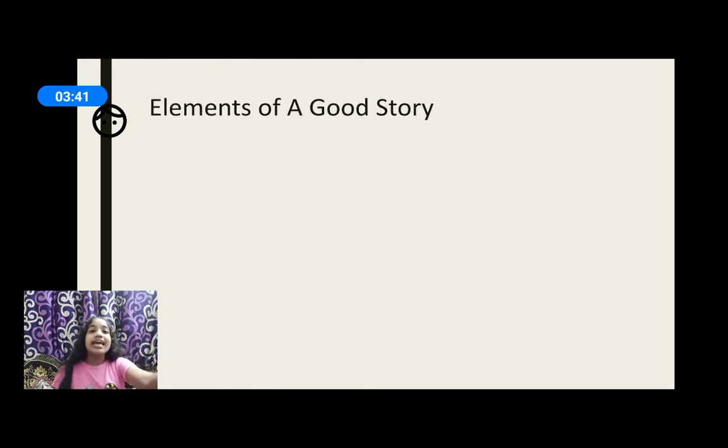Now let's see the elements of a good story. What do we mean by a good story? A good story is a story that has good values, good interest, good entertainment and everything. So we should have some elements in a good story. Let's see the first of them.